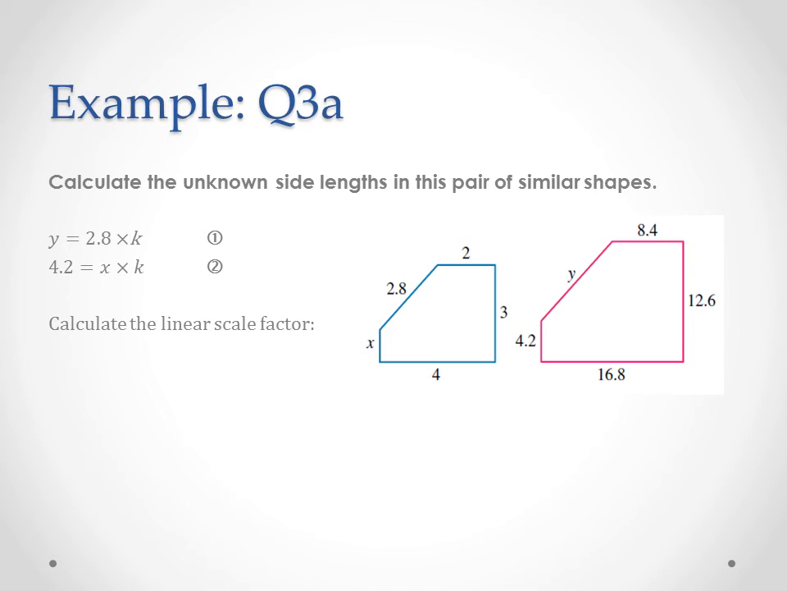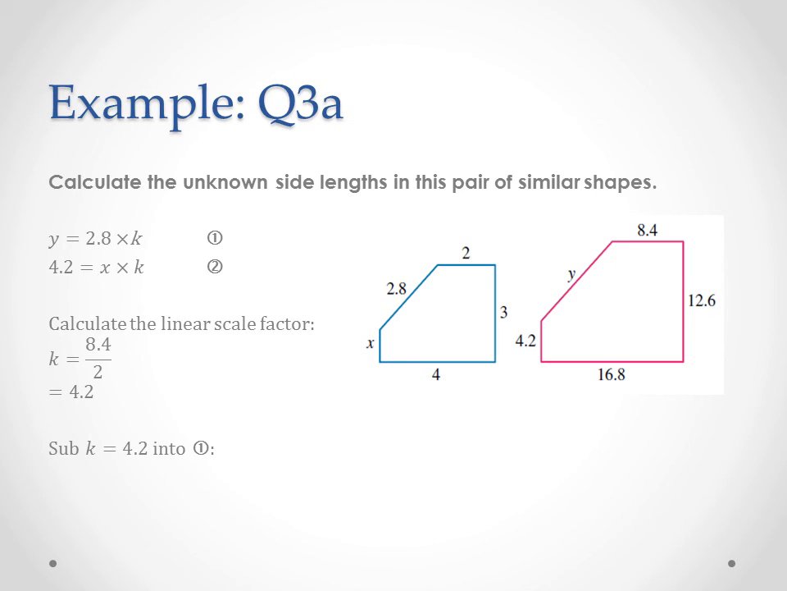So to calculate what x and y are, we have to first calculate our linear scale factor k. Because we know that these shapes are similar, we don't have to calculate the ratio of all of the sides because we know that they have to be the same. We've been told that they're similar. So I've just picked 8.4 and 2 as one pair of corresponding sides, and I'm going to use them to calculate the ratio. That simplifies down to 4.2. So our linear scale factor here is 4.2, and we can use that in our calculations.